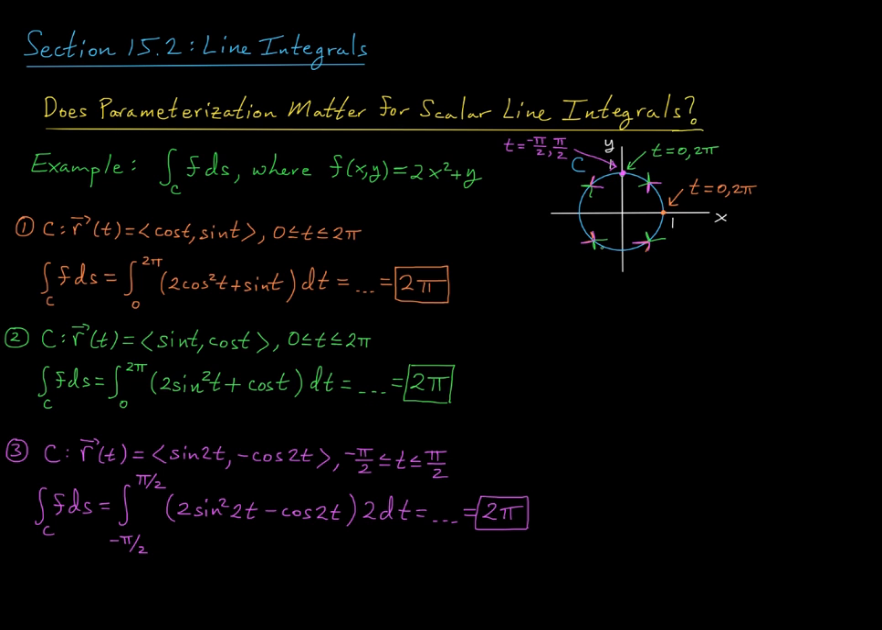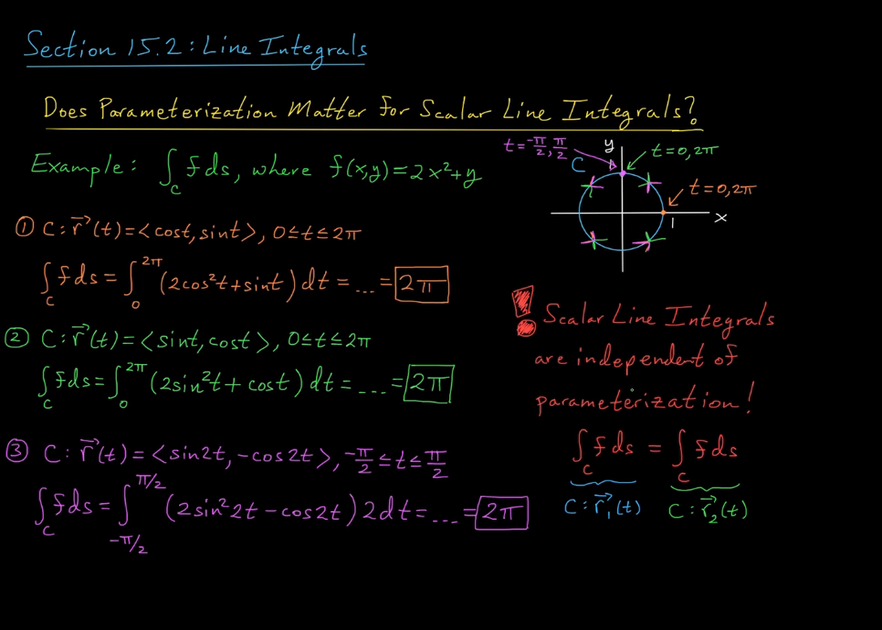So these examples at least suggest that maybe it doesn't matter how you parameterize the circle. Maybe you're always just going to get the same value. And it turns out that that is the case. It can be proven that scalar line integrals are independent of parameterization, meaning that if you parameterize your path C in one way and compute the corresponding line integral, and then parameterize the path in another way and compute that corresponding line integral, those values will come out to be the same, which is quite nice. It basically is telling you, just come up with a parameterization. You don't have to worry about how exactly you are parameterizing it.